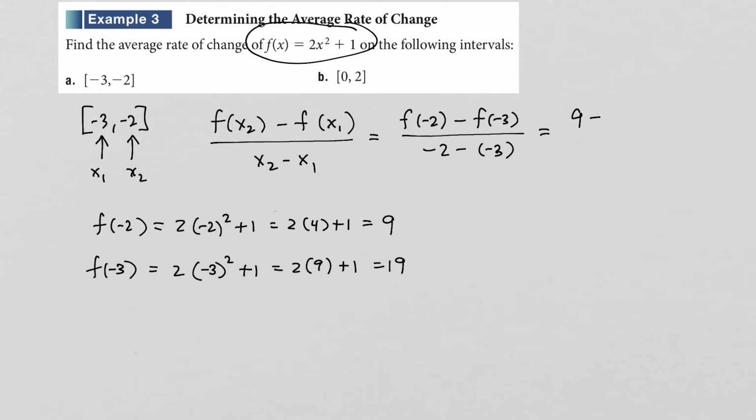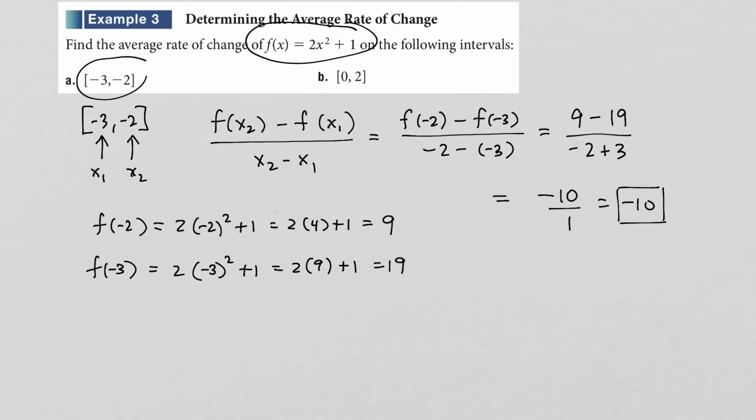And so when we compute this average rate of change, we're going to have f of -2, which is 9, minus f of -3, which is 19, divided by -2 plus 3. And if we do the math on this, we get -10 divided by 1, which is -10. So the average rate of change on this particular interval is -10 for this function. Now let's do part B.